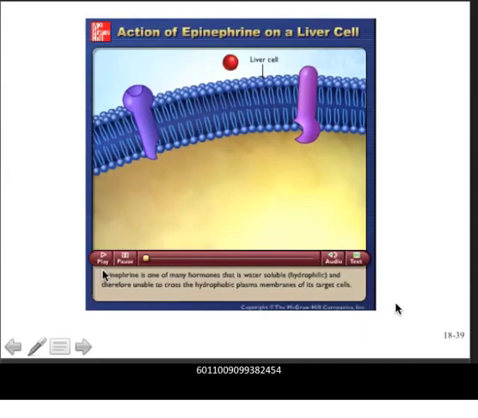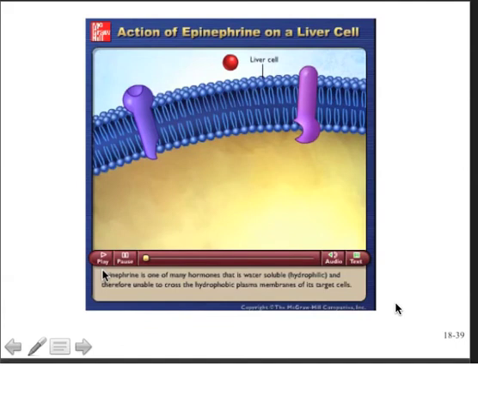So here's just a look at how epinephrine actually produces the effect on its target tissue. We'll look at its interaction with its receptor and the cascade that follows.